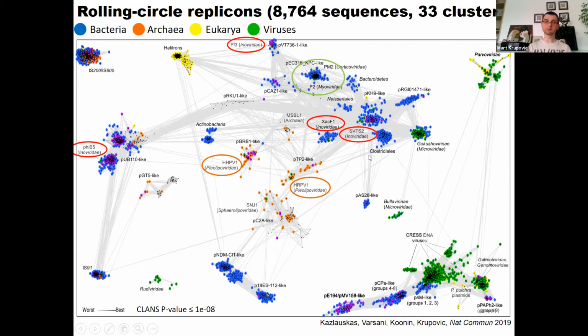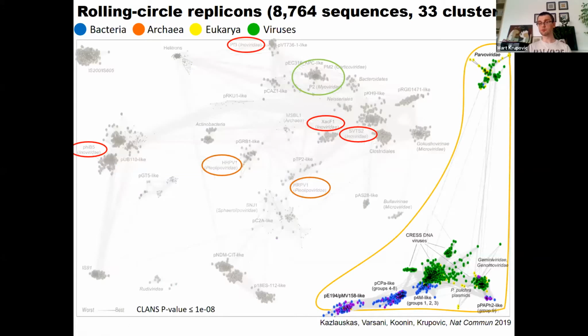Perhaps the most interesting part of this network is down here, where we see a close evolutionary relationship between one particular group of bacterial plasmids and pretty much almost all eukaryotic single-stranded DNA viruses. And this analysis showed that replication modules of the single-stranded DNA viruses are clearly derived from different groups of bacterial and archaeal plasmids.